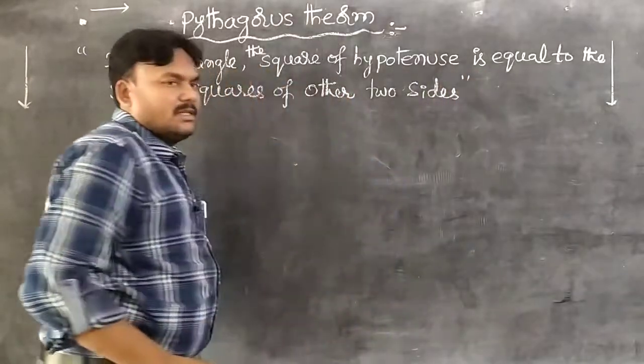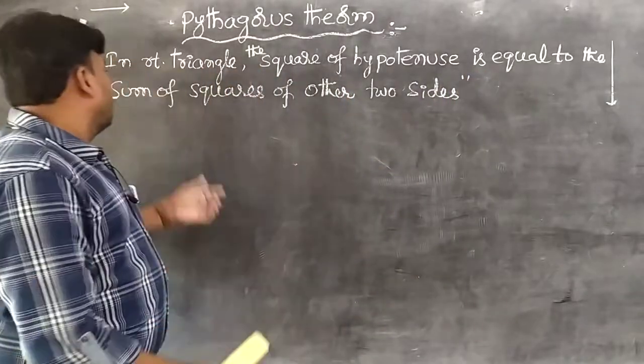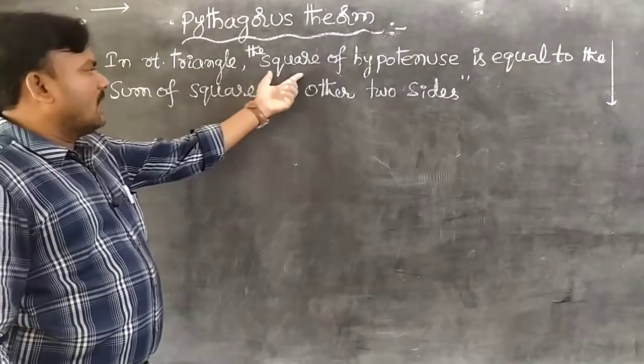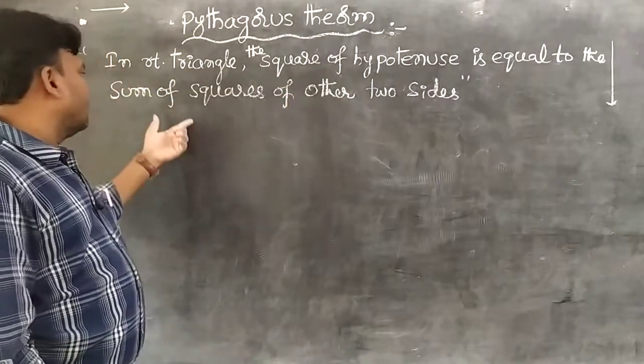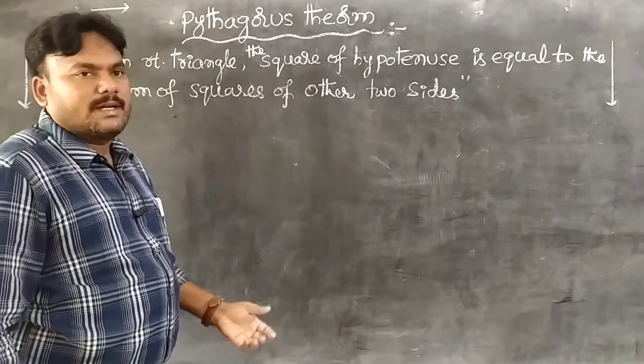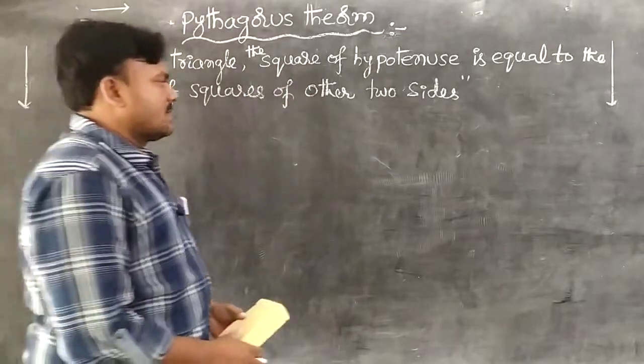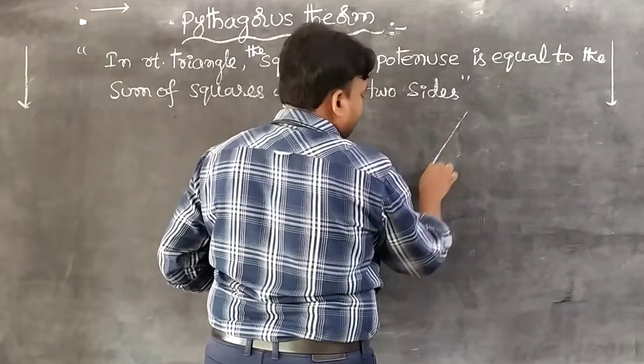This is the statement, students. Once again, repeat. In a right triangle, the square of the hypotenuse is equal to the sum of squares of the other two sides. This is the statement. Like that, we will draw a diagram aside.